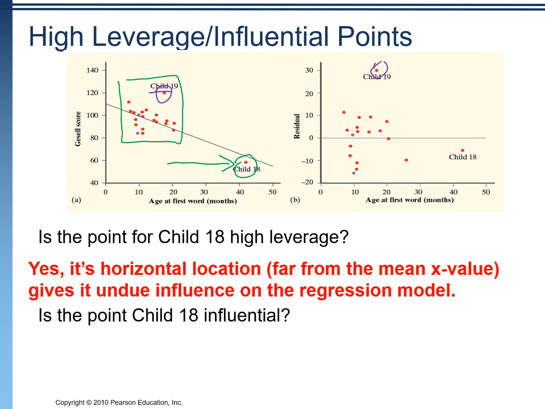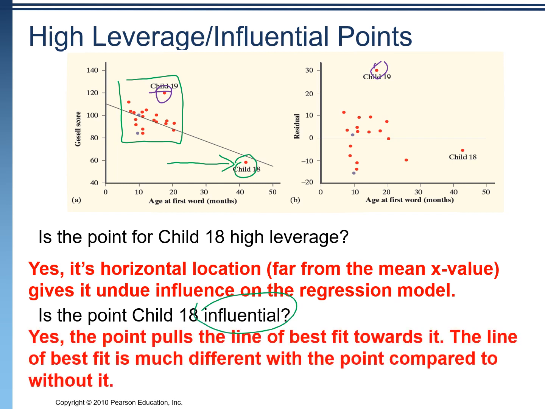So what does that mean? That means that it's going to pull the line of best fit towards it. The line of best fit, or the regression equation, is much different with this point versus without this point, which makes it influential. And that's how we would answer a question like this.